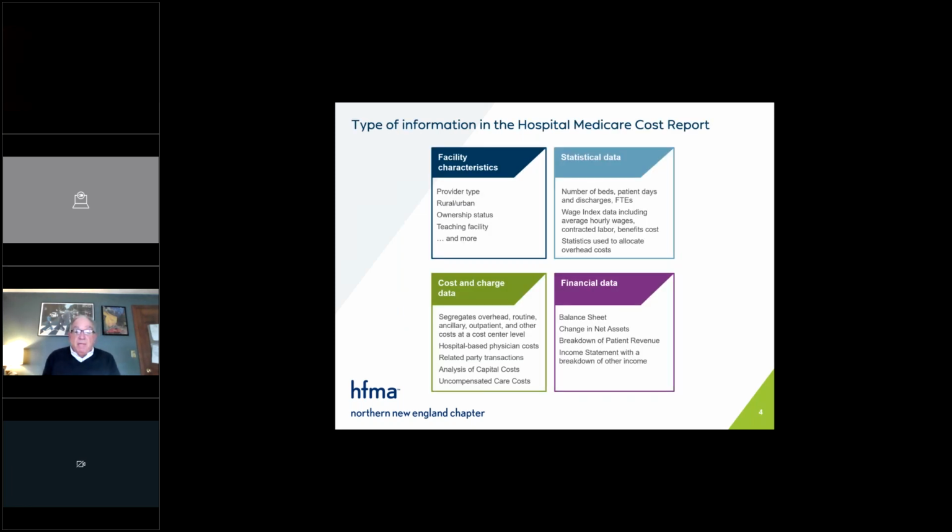Okay, so what type of information is in a Medicare cost report? You're going to establish your provider type. This is important because depending upon what type of provider you are, rural, urban, critical access hospital, or PPS hospital, it'll establish your payment.